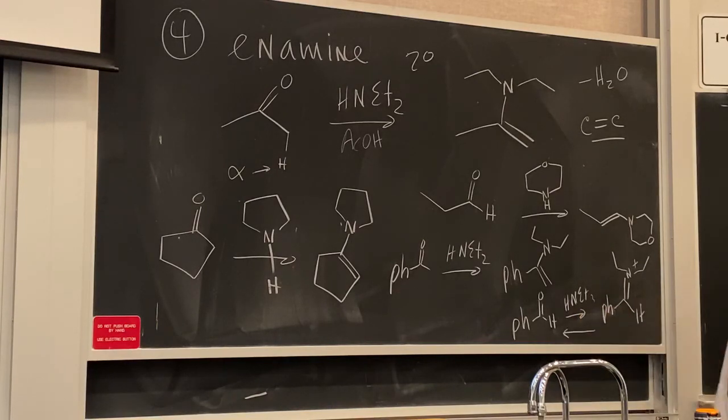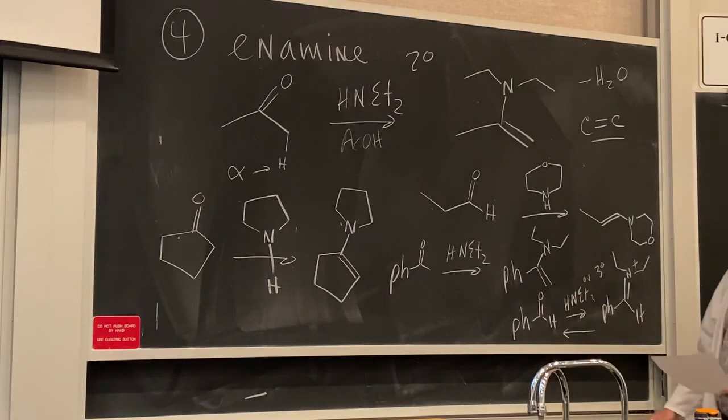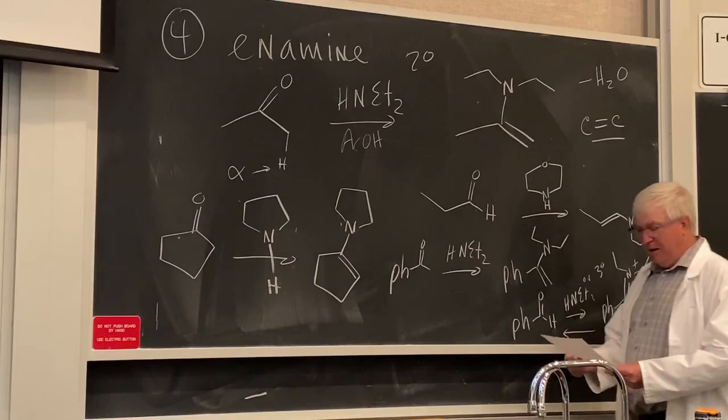So if you don't have an alpha hydrogen, or if this is a tertiary amine, it's fully reversible and will not give the enamine or an imine product, okay? So you need a secondary amine with a carbonyl compound, aldehyde or ketone, that has an alpha hydrogen on it, okay? So let's get to the mechanism here.